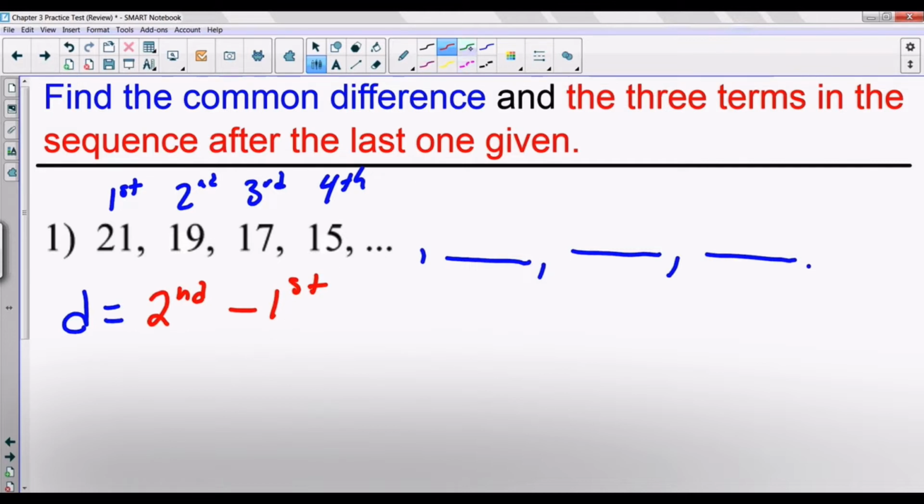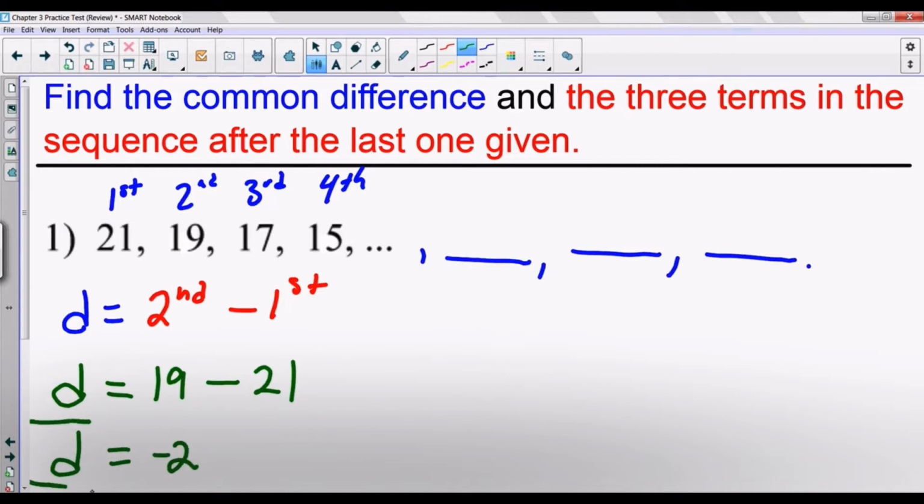So let's go ahead and do that. We're going to say d, which stands for pattern or common difference. We know that the second term of the sequence is 19 minus the first term of the sequence, which is 21. When we simplify this, 19 minus 21 gives us that the common difference is -2. This common difference is super important because it tells you how to find the next numbers in the sequence, which is the next question we were asked.